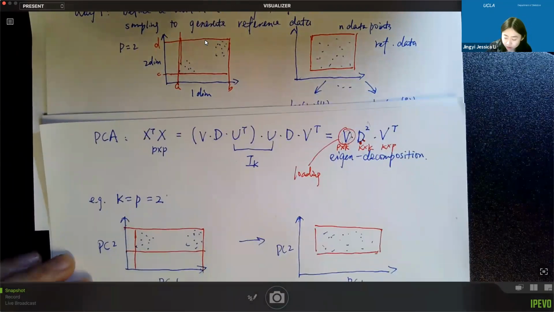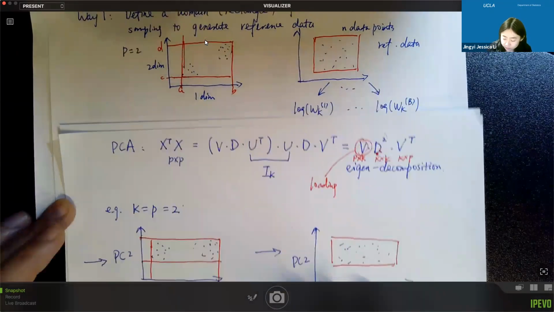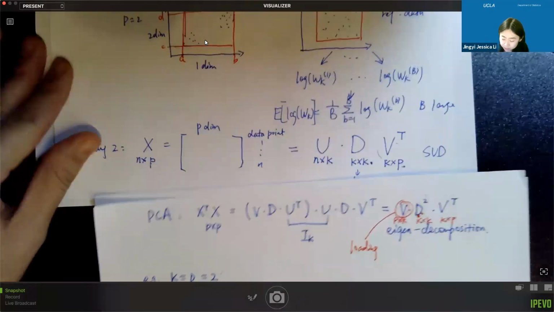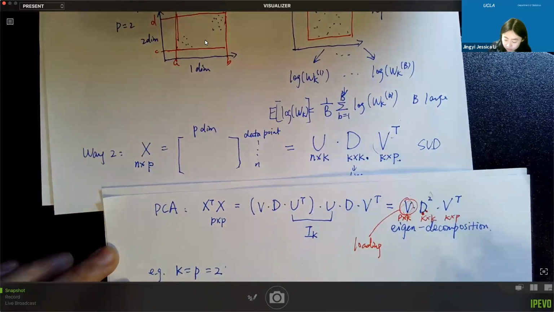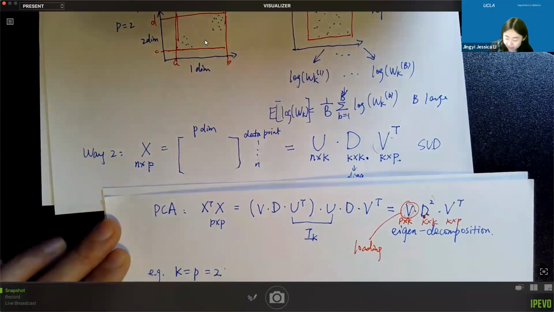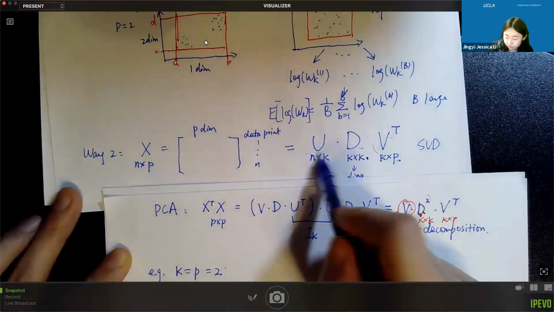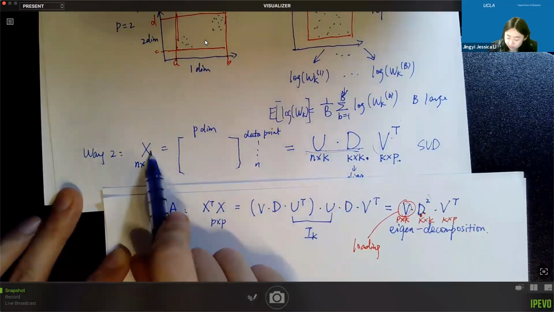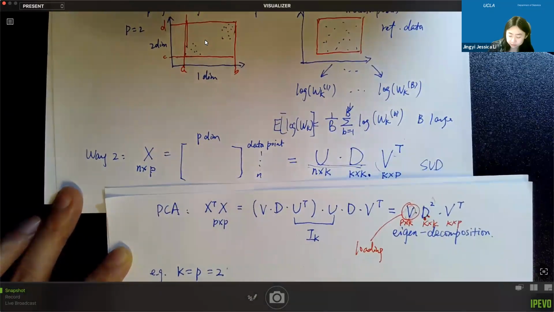From the original dimension to this one, I skipped that, but it's basically done by right multiplying by V. So I can do X times V, and that will give me U times D. V transpose and V got canceled. So this is what I'm plotting here.